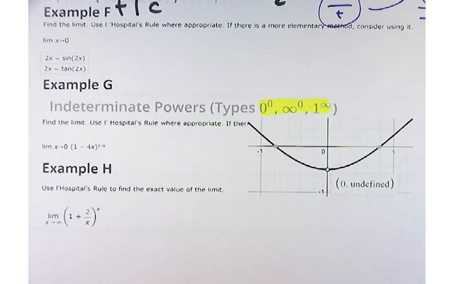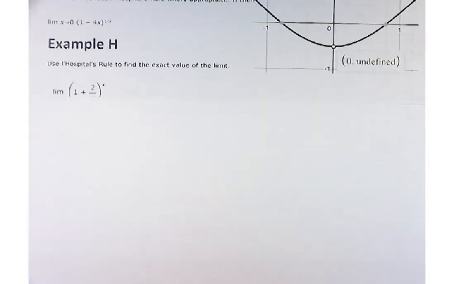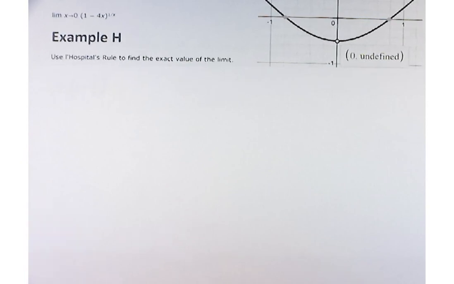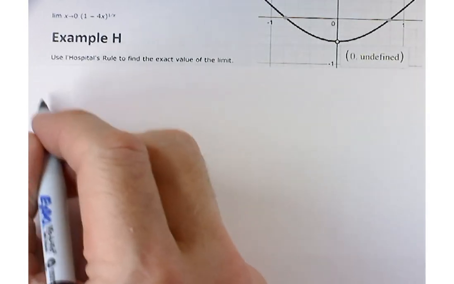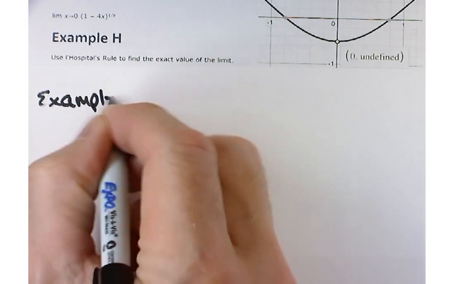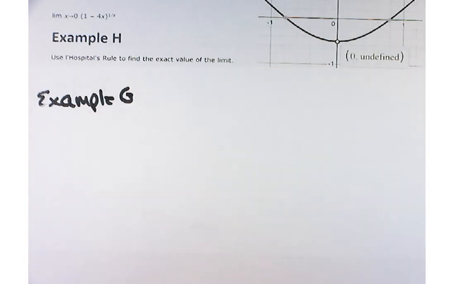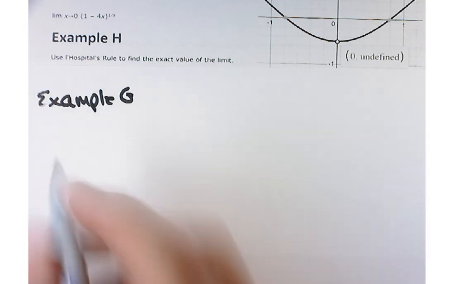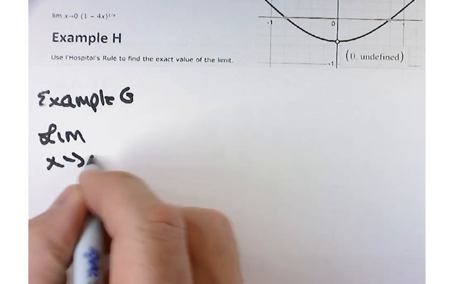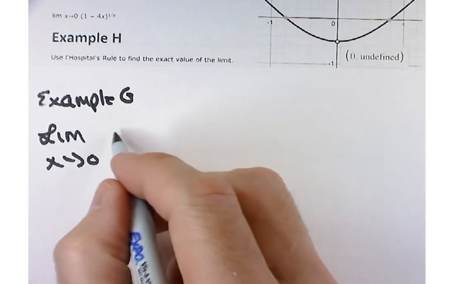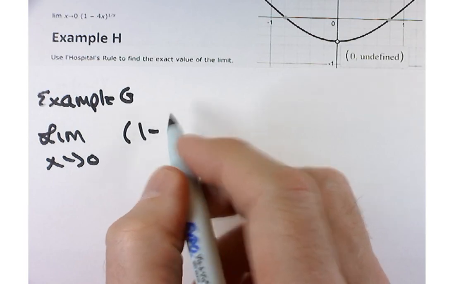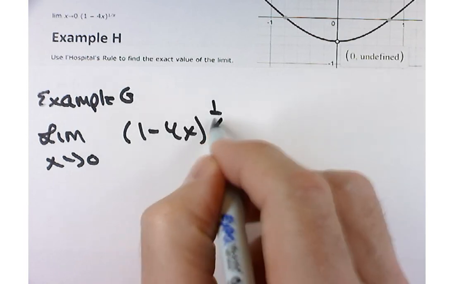So let's keep going on with example G. We're skipping example F. So example G: the limit as x approaches 0 of (1 minus 4x) to the 1 over x.